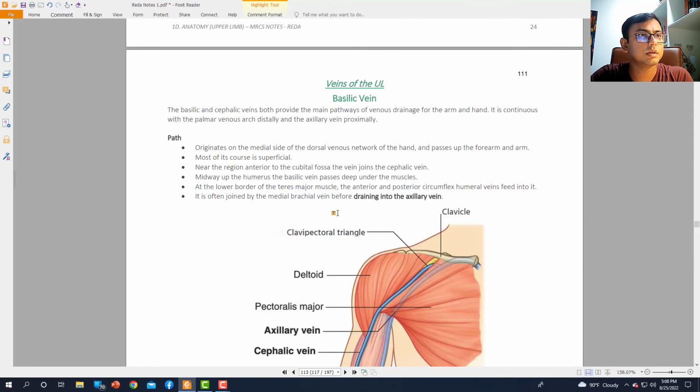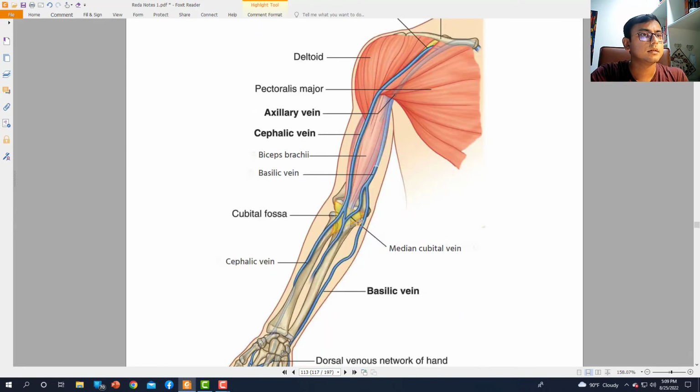The basilic vein is joined by the medial brachial vein before draining into the axillary vein. The basilic and cephalic veins both provide the main pathway of venous drainage of the arm. They originate from the medial side of the dorsal venous network. At the lower border of the teres major muscle, the anterior and posterior circumflex humeral veins feed into it. So here this is the median cubital vein, this is the basilic vein, this is the cephalic vein. So cephalic and basilic unite with the axillary vein.